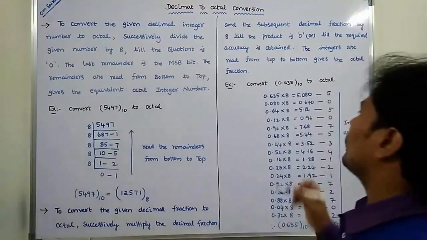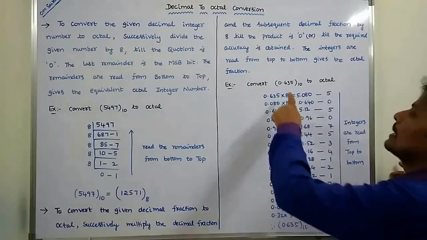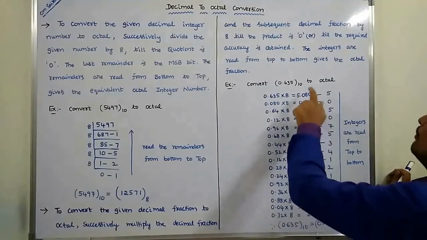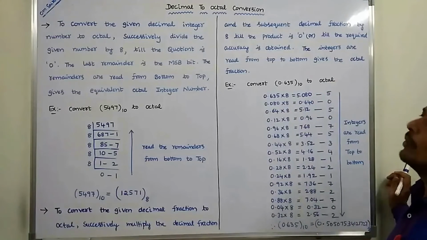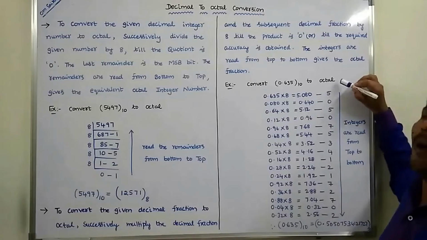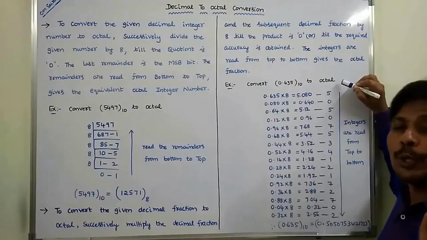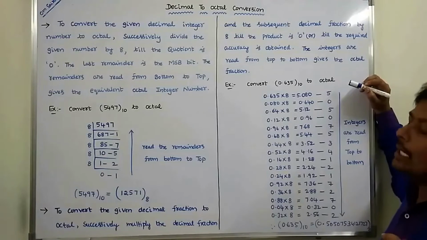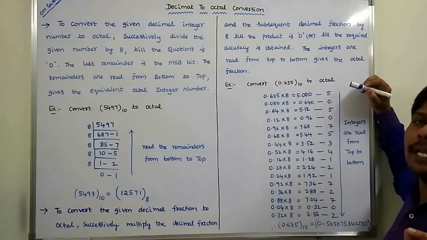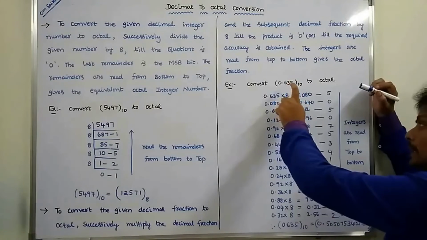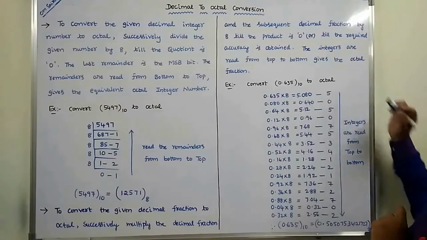Okay, now this is the example. This is the decimal fraction number 0.635 base 10 to octal number. To convert this decimal fraction number into octal number, we have to use the successive multiplication by 8 method. In the successive multiplication by 8 method, we have to multiply the given decimal fraction number with 8.